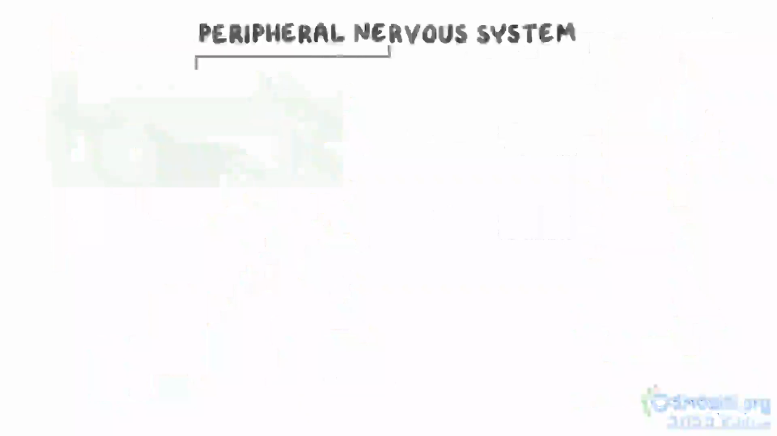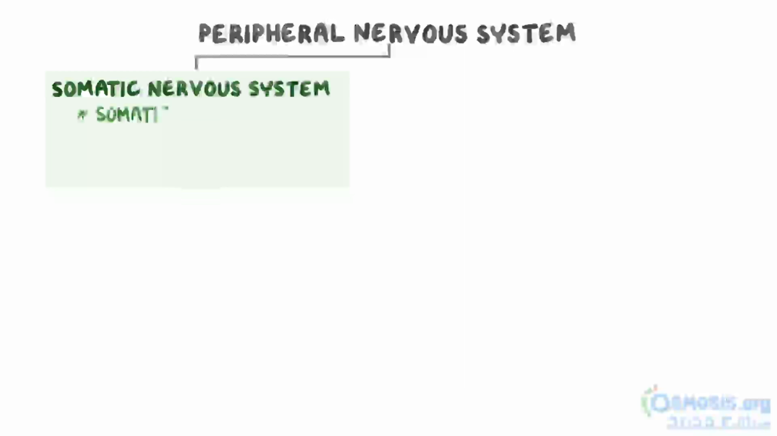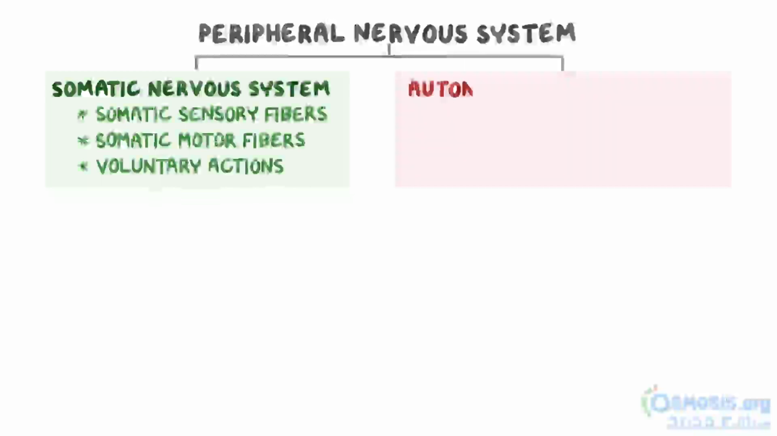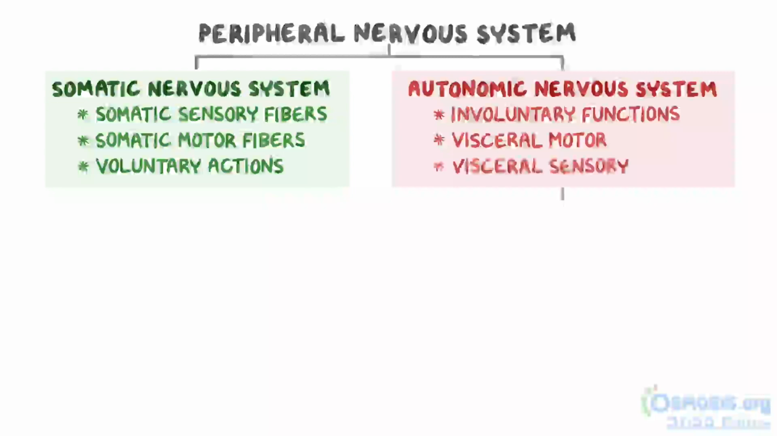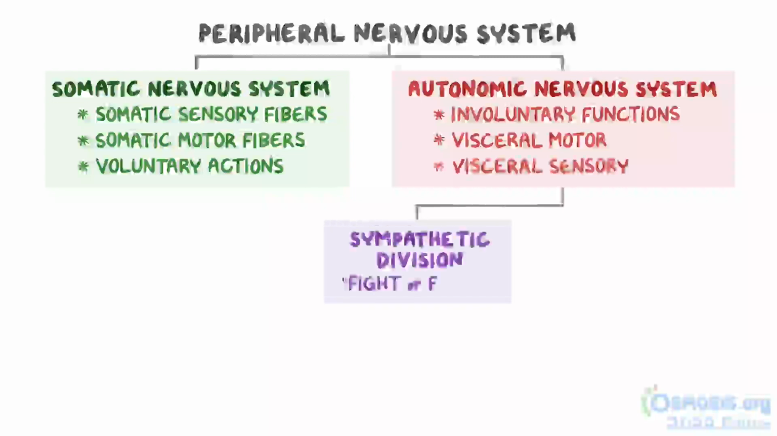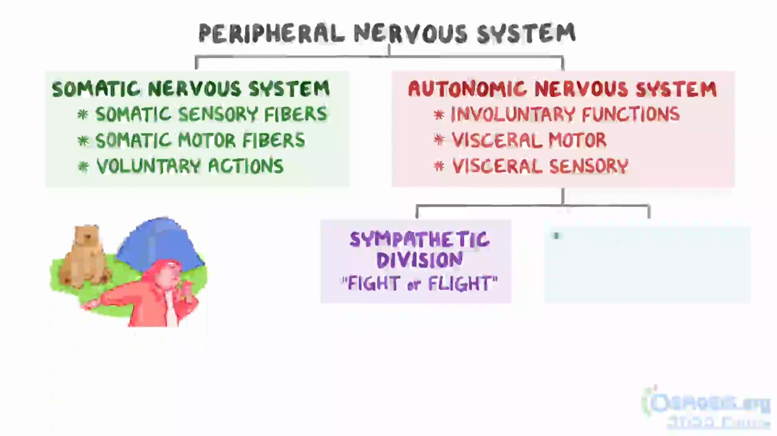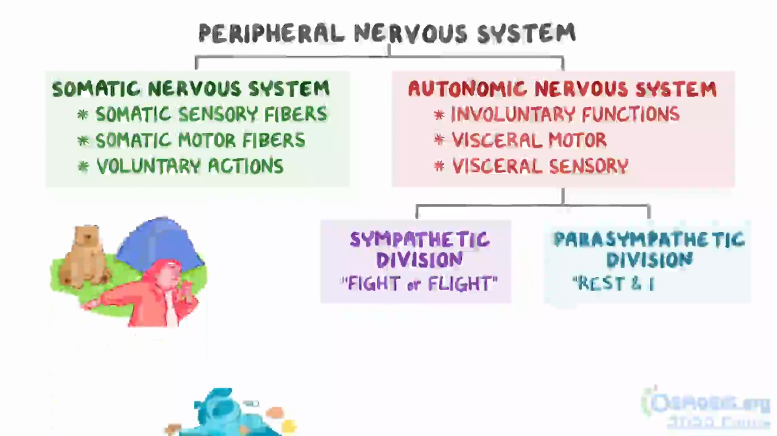Alright, as a quick recap, the peripheral nervous system is functionally divided into the somatic nervous system, which consists of somatic sensory fibers as well as somatic motor fibers that control voluntary actions, and the autonomic nervous system, which is composed of fibers controlling involuntary functions of our body. The autonomic nervous system consists of visceral motor fibers that innervate smooth muscle, cardiac muscle, and glands, and are accompanied by visceral sensory fibers that help regulate the function of the viscera. The autonomic nervous system is further divided into the sympathetic division in charge of the fight or flight response and its balancing counterpart, the parasympathetic division in charge of the rest and digest response.